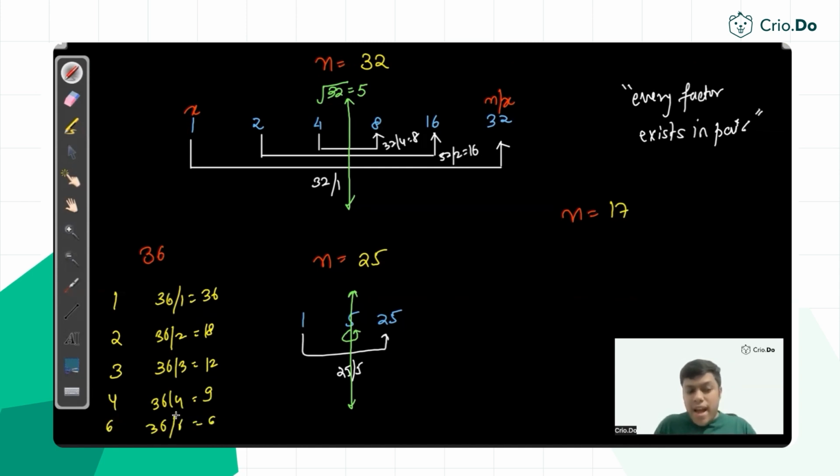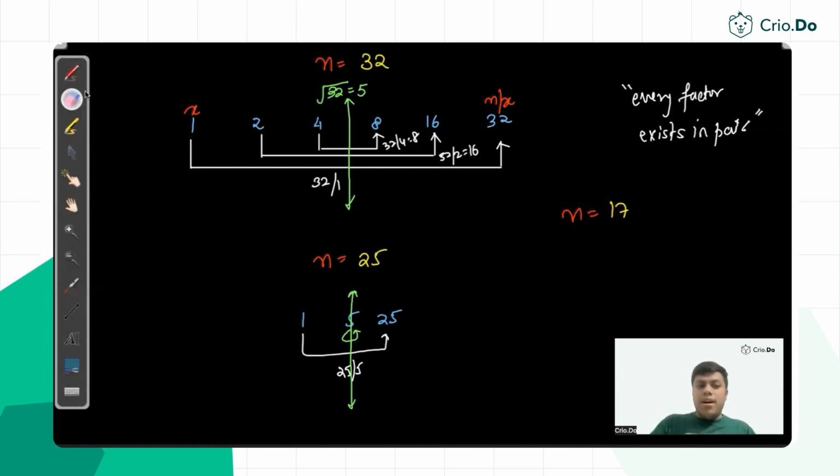So 6 is equal to 36 by 6. What can we say? 6 is the square root, obviously. If x is equal to n by x, then we can surely say x is equal to root n. Why? Because x square equals n. So from this observation, there is no need to check whether a number is a factor up till the number n. We can only go till root n.